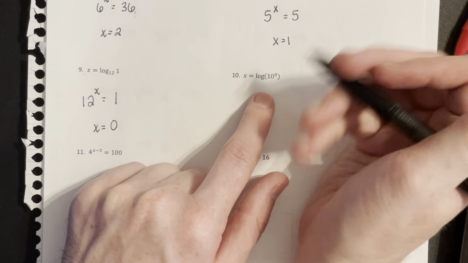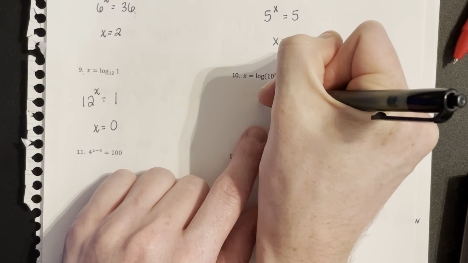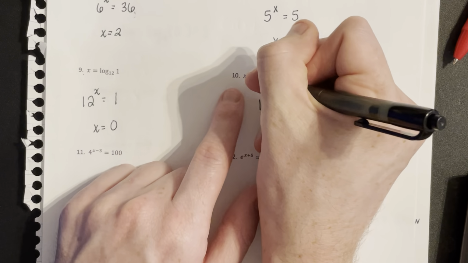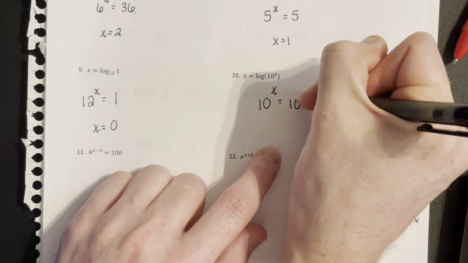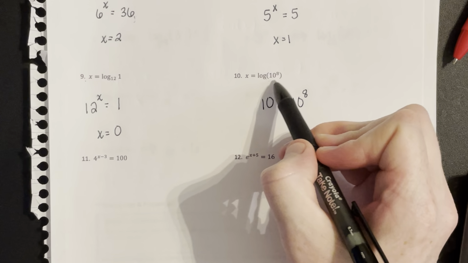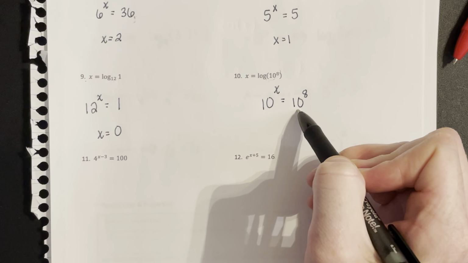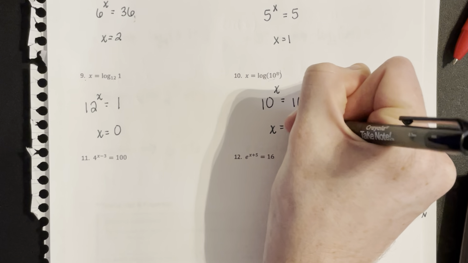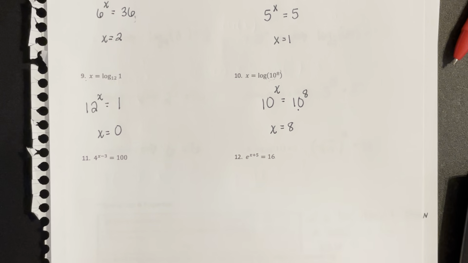Number 10, it has a base of 10 because it's a common log, so I'd say 10 to the x power, because that's what it's equal to, would equal 10 to the 8. That's what's inside of the log. So even though it's got an exponent there, whatever was inside of the log became the output of our exponential. If I needed to solve for x, that would just be an 8, because 10 to the x is 10 to the 8. x has to be 8.